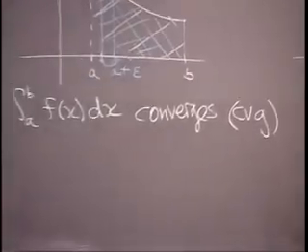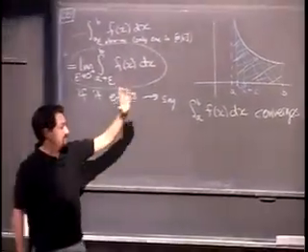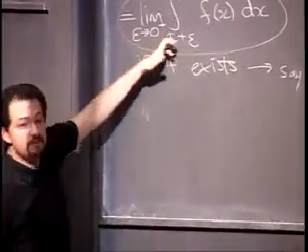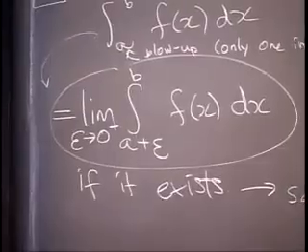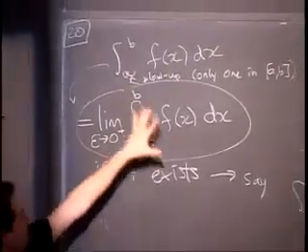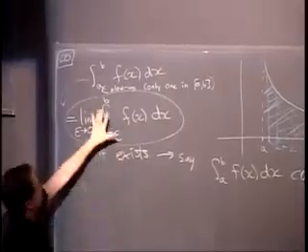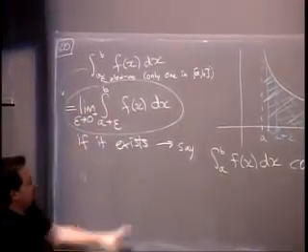So this integral has a problem at a, because it blows up. So we have to use a limit to define it. And remember, the integral sort of has a limit in it as well, so it's almost like a limit of a limit. But luckily, the integral notation kind of includes the limit in it. You don't have to worry about that one. You've only got this one. So if it exists, we say it converges.